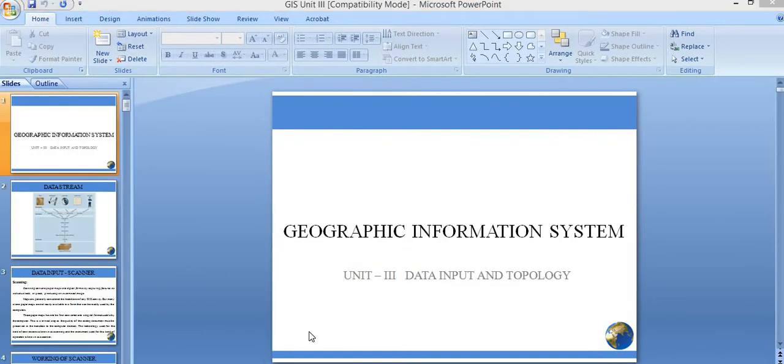So next we are going to discuss the third unit. The first topic in our third unit is about the scanner and digitizer. Whenever you have spatial data on paper or in some hard copy, you have to take it to the geographic information system. Only then can you process and visualize it. So how do you take the spatial data on paper into the GIS? Either through scanning or through digitizing.